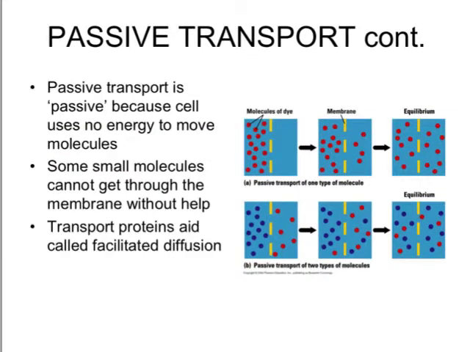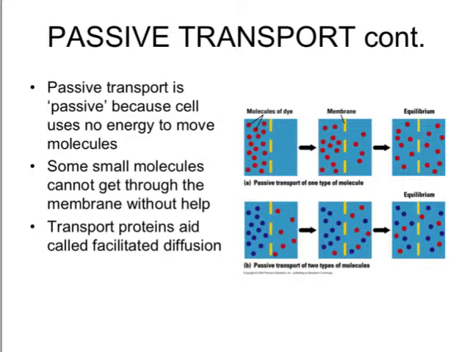All right, diffusion, or what we call passive transport, is called passive because the cell doesn't need to use any energy in order to move those molecules. Okay, it just happens through the nature of diffusion going from high concentration to low concentration. There's no energy that the cell needs to expel in order to move these across the membrane. So again, like we said, small molecules can usually get through the membrane without any help, and they're good.